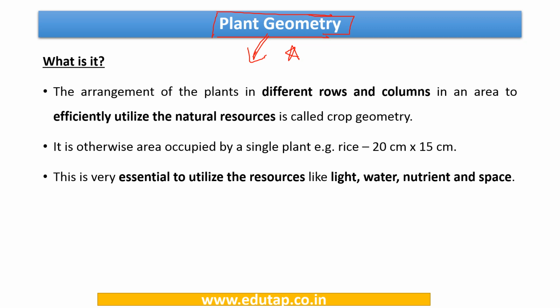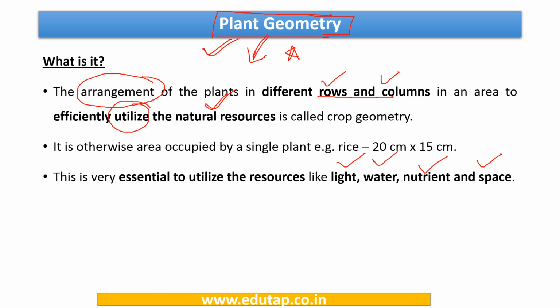Okay? So first of all, what do we mean by plant geometry? It is nothing but the arrangement of the plants in different rows and columns in an area. And why do we need to have a proper arrangement between different rows and columns? It is to effectively utilize the natural resources. You need to understand that to utilize the resources like light, water, nutrient and space, we need to effectively space the plants into various rows and columns.